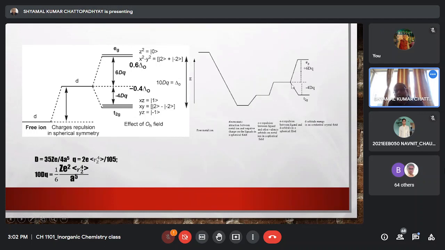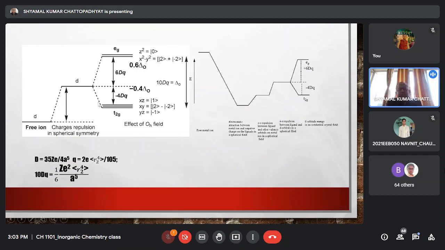And finally, instead of a spherical field, when you have an octahedral crystal field, you have a splitting into T2g and Eg with -4 Dq and +6 Dq. So now you can see in this picture, compared to the free metal ion, both T2g and Eg have got lower energy. And this will explain why the complex is stable when the electron is either in the T2g orbital or the Eg orbital.